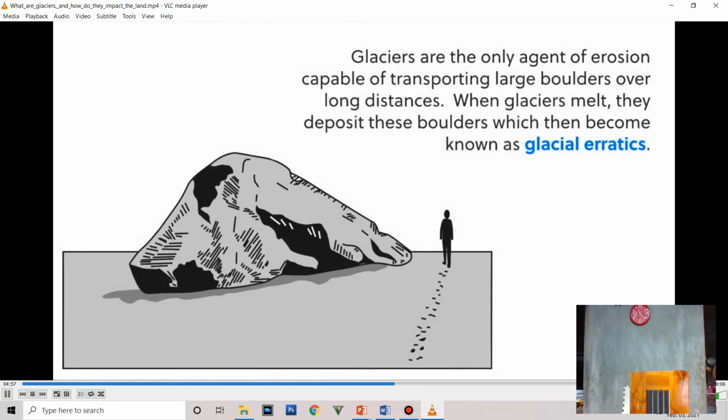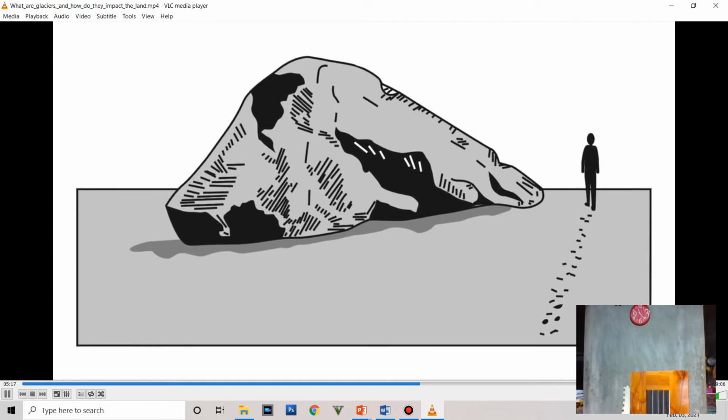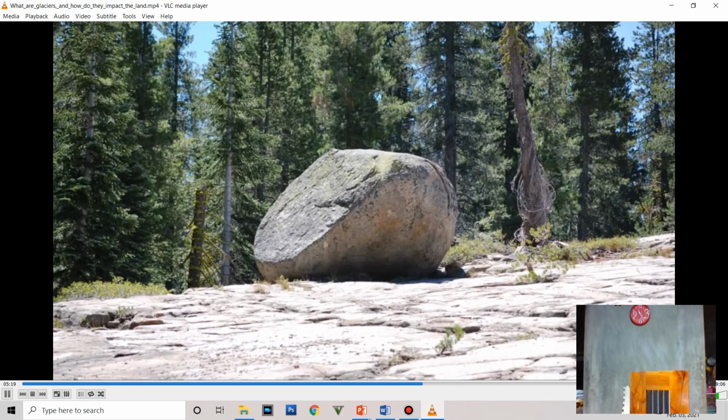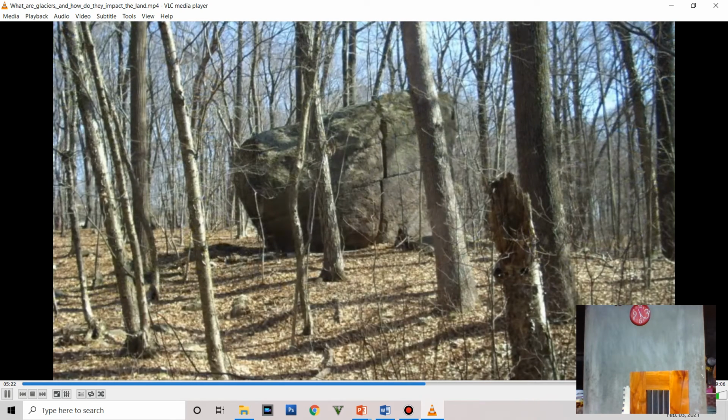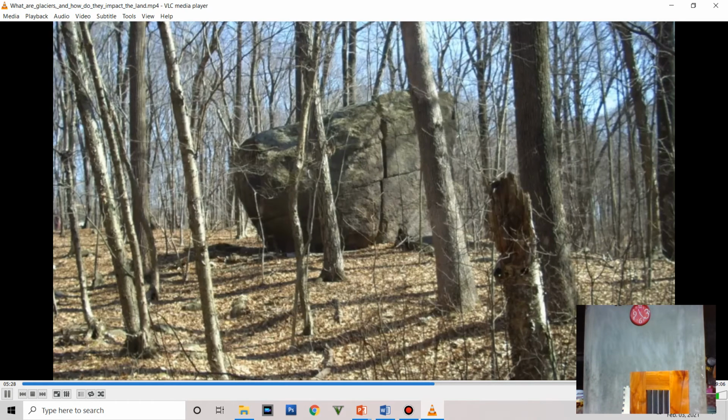Glaciers are the only agent of erosion that are really capable of moving large boulders. These are called glacial erratics. So when we see randomly scattered boulders throughout the landscape, we can infer that they were moved there by a glacier. And that's because running water or wind are not capable of moving such large sediments. So here's a glacial erratic, and here's what they look like in reality. The only way these sediments could have gotten there is by being transported by a glacier, frozen in a large sheet of ice.